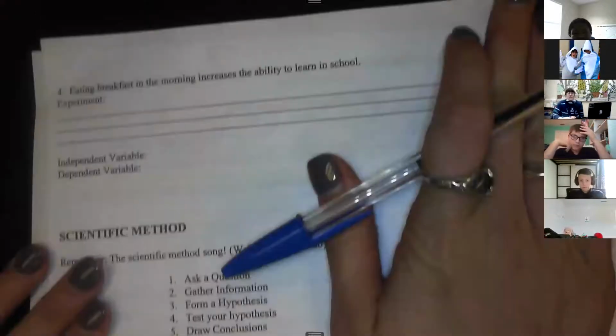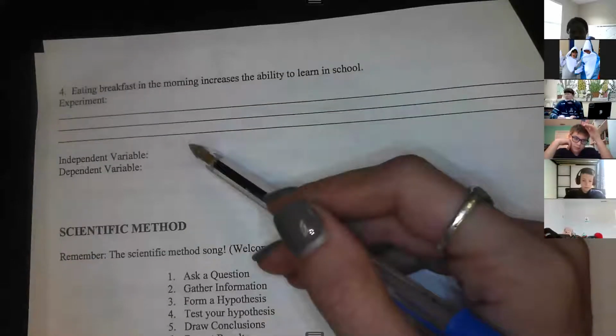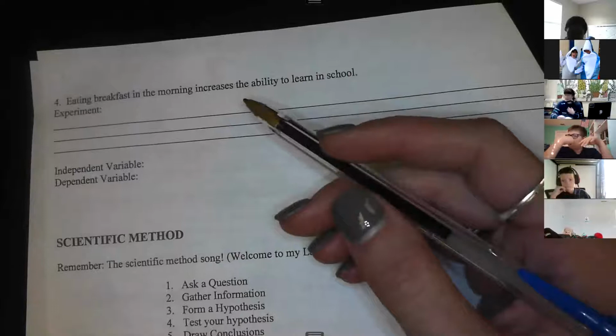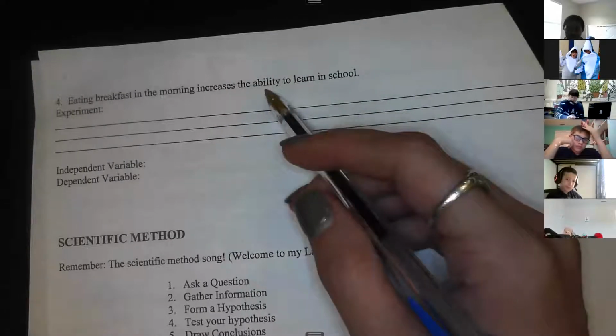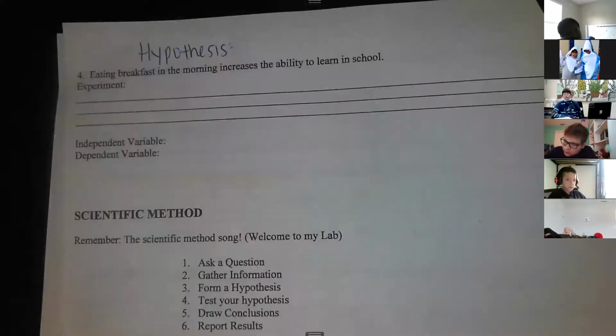But this is us not only writing what the variables are, we're also going to design what our control group and what our experimental group would be if we were to do an experiment. So this is our hypothesis here. Eating breakfast in the morning increases the ability to learn in school. If I were to design an experiment about this, what would I be changing?